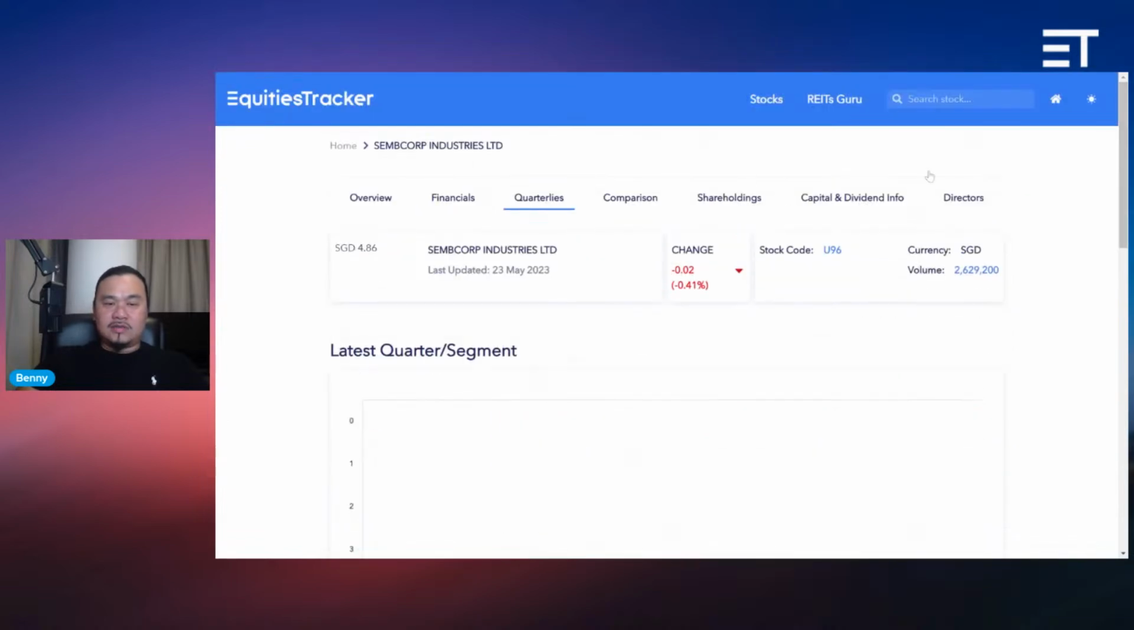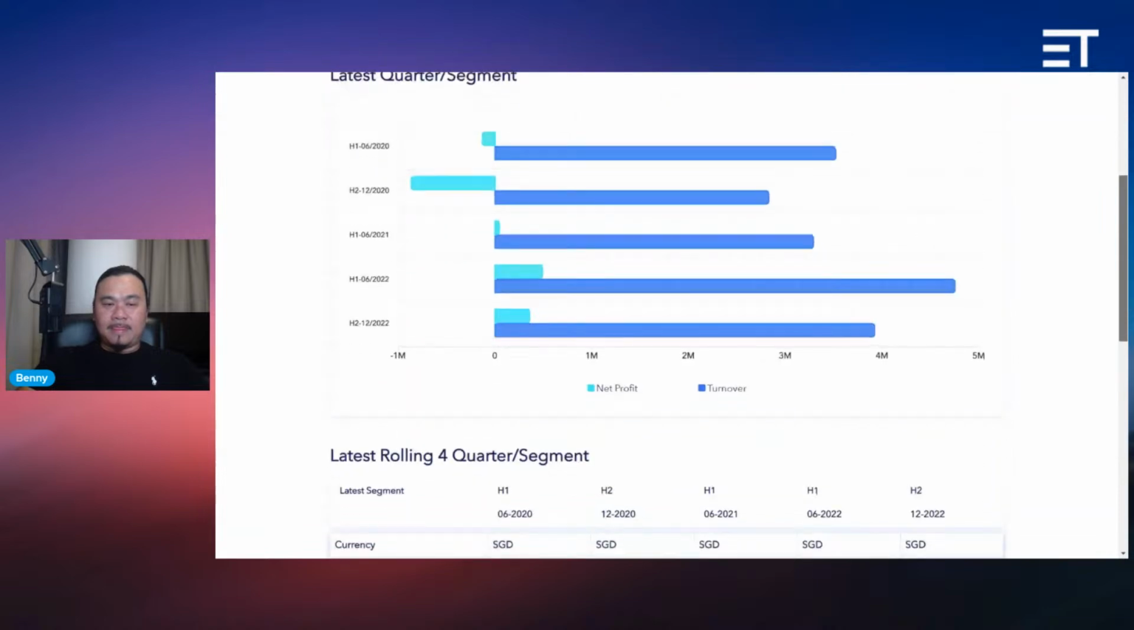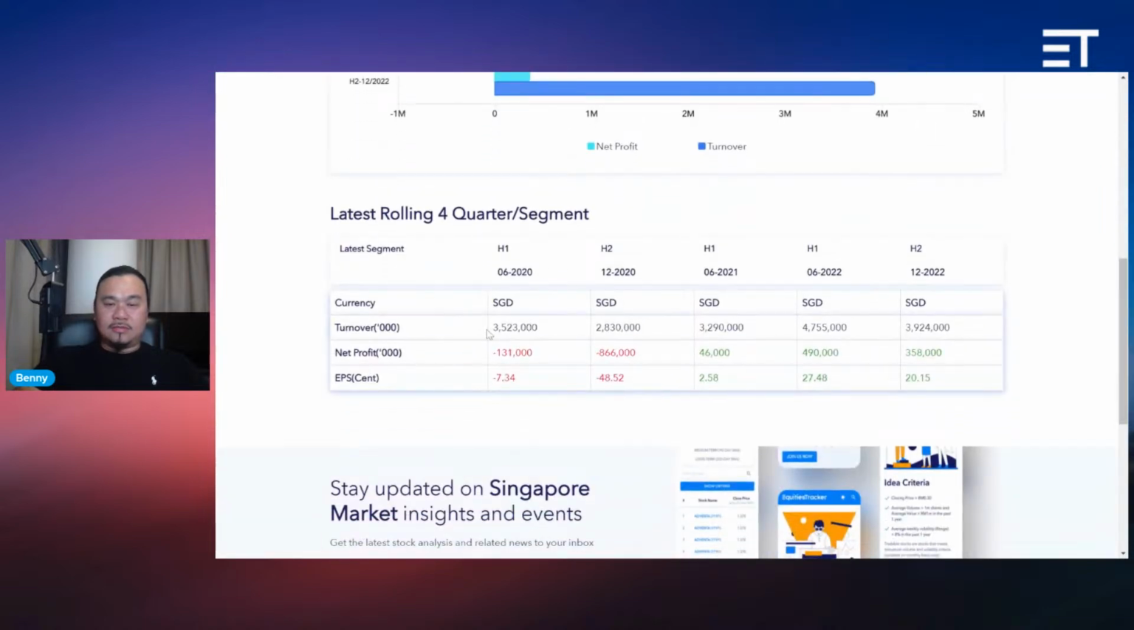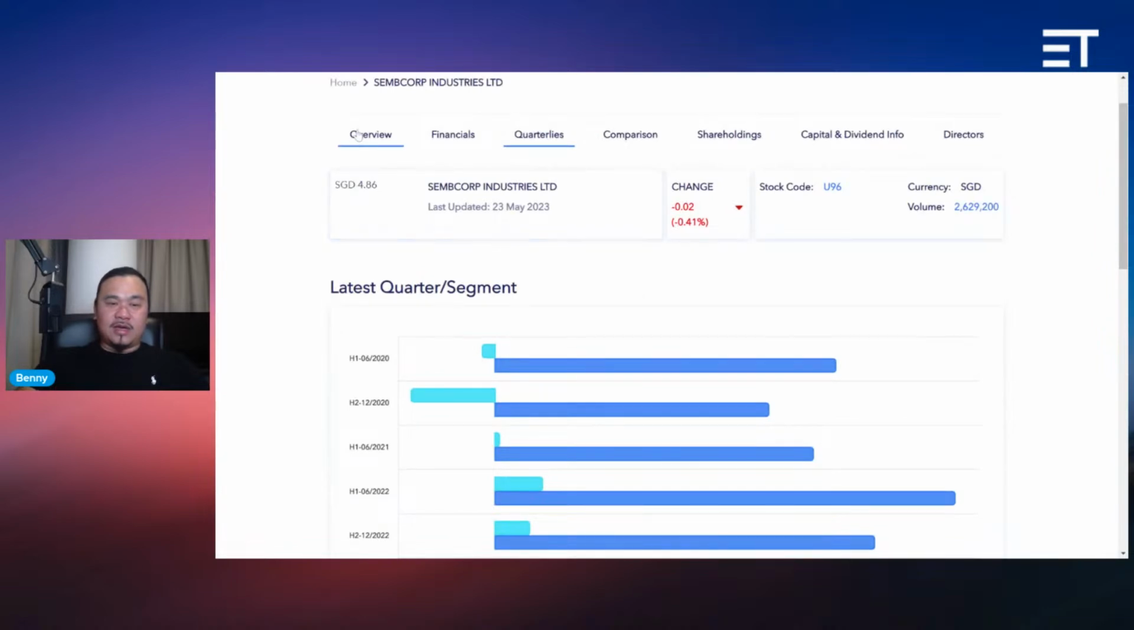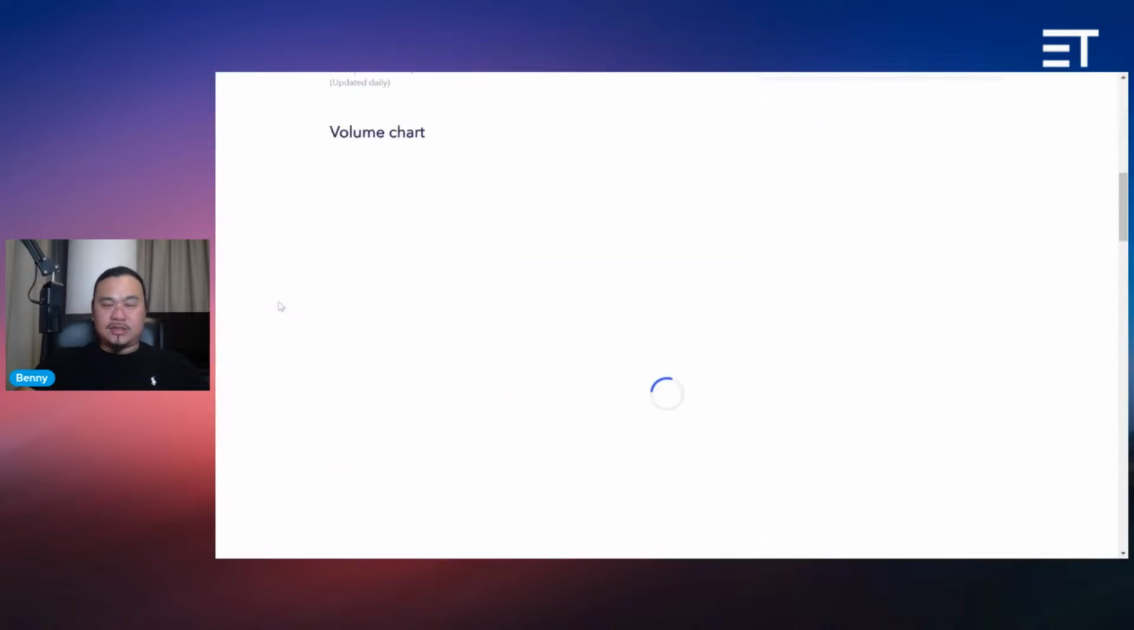I look at quarterlies, for example, Sembawang Corp. Okay, you can see also quite consistent, but very, very strong improvement in the quarterly results, because if you look at the first half and the second half of 2020, because of the COVID pandemic, they were down, but they have actually recovered quite strongly. And that's the reason why you see the share price has gone up quite steadily over the past 2 years.